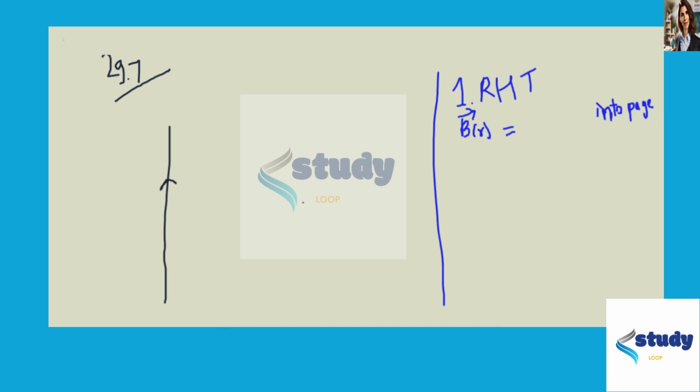Let's compare between 2 points here. Let's think about another point here. If we compare the strength of the magnetic field, it would be stronger closer to the wire, right? And the further and further you go, it becomes less strong. So here I would write R as inversely proportional to B. Larger R, smaller B; smaller R, larger B.